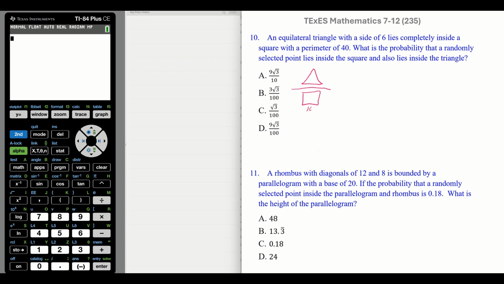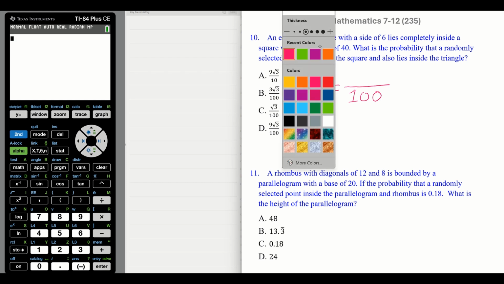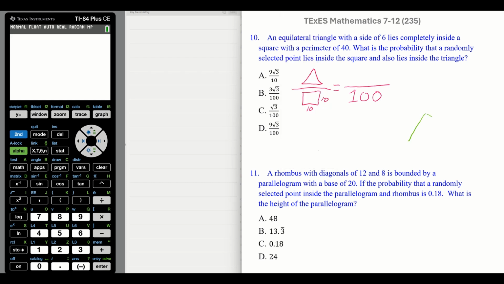Okay, we know our square is going to be 10 by 10. That's 100. But dealing with an equilateral triangle, that's a little different. So let's change colors, draw that out so we see it. We'll have to do a little side calculation.